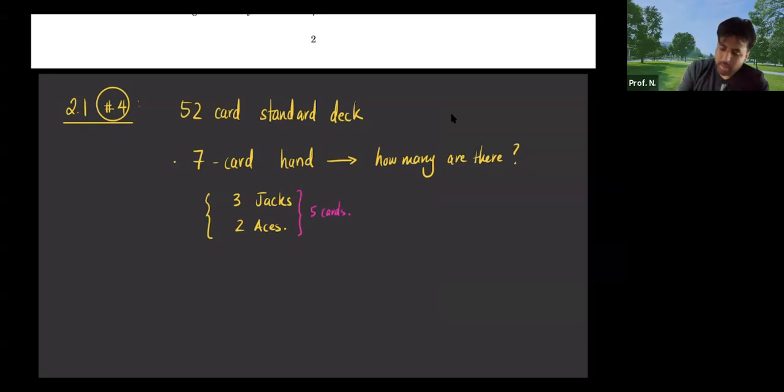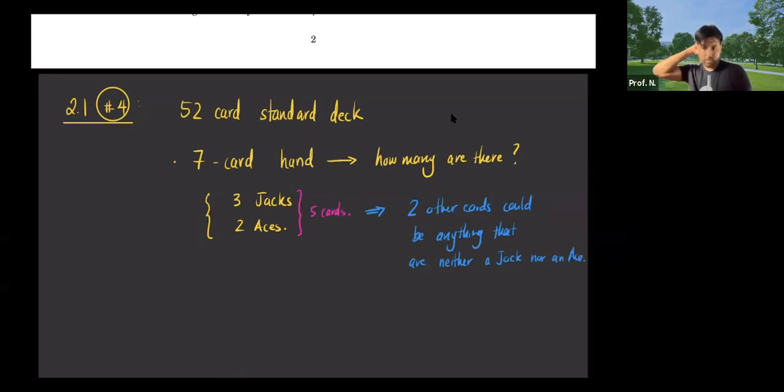Right? So that means, let me just write that. So the two other cards could be anything that are neither a jack nor an ace. Right. So how many ways is that?